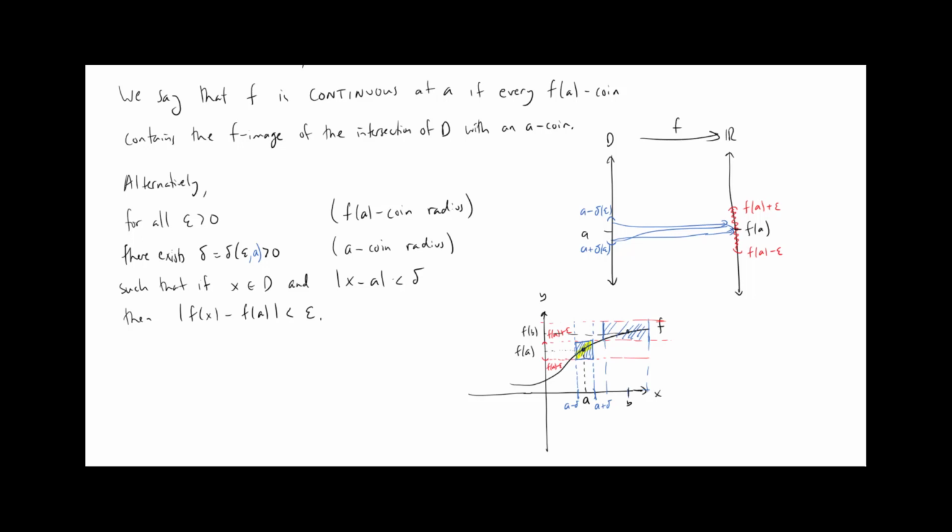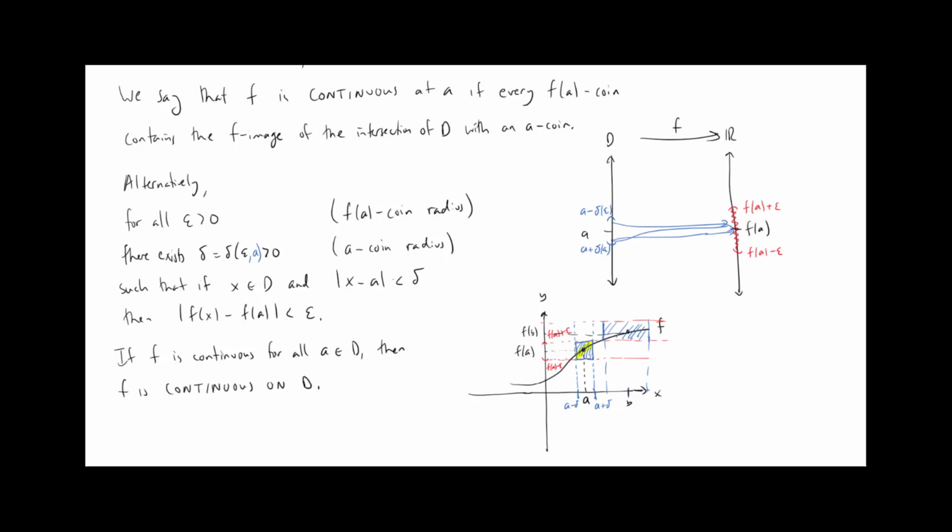Now, one thing we should add to this definition is, of course, this is continuity at a point, but you've probably heard people talk about a function being continuous on the domain. So that's simply going to be described as saying if it's continuous at every point in the domain. So if f is continuous for all a in D, then f is continuous on D.